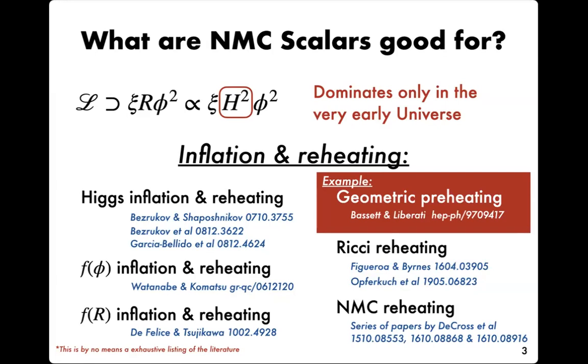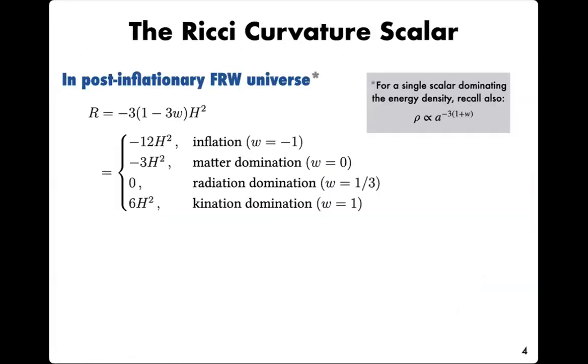So what is geometric preheating all about? Well, before we get there, we have to understand what is the actual mechanism that allows us to reheat in this setup. If we take our universe that's dominated by a single scalar field, and what we're going to be considering is the epoch straight after inflation ends, then as long as we're dominated by a single scalar field, we can easily identify what's actually happening in terms of the phase that the universe is in.